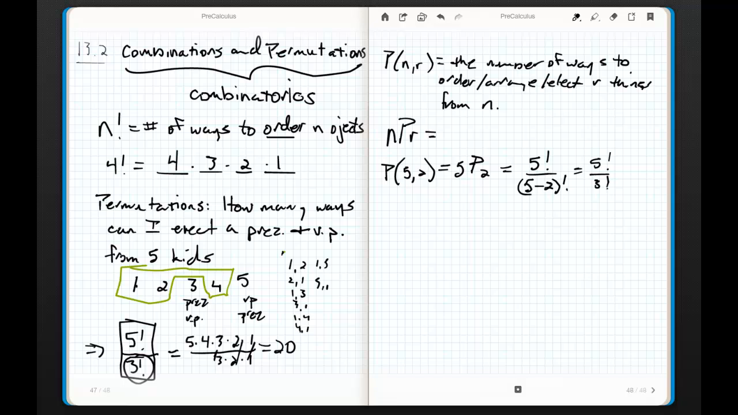Notice, why did I do 5 minus 2? Because the 2 were the 2 people that needed to be ordered. The remainder were the ones that didn't get elected, so it didn't really matter. Now let's generalize that to this equation. Well, it's going to be n factorial, right? And then I simply go n minus r factorial. And I'm done. Nothing to it.